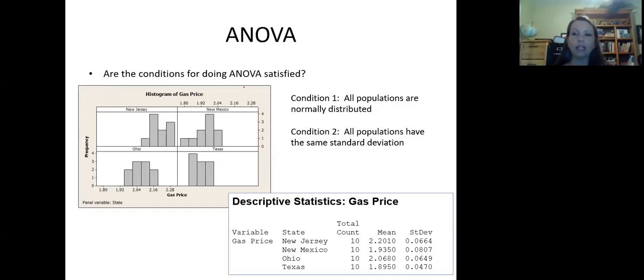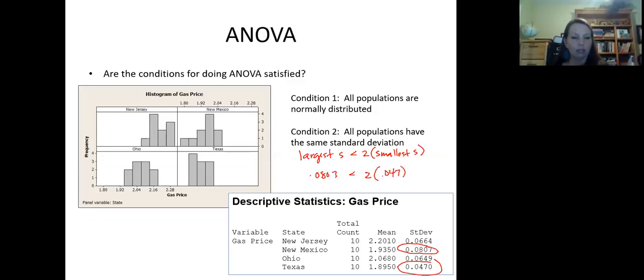And then the last one is that all populations have the same standard deviation. We check that by making sure that the largest sample standard deviation is less than twice the smallest standard deviation. So I just looked down here at my means table. My largest S was 0.0807. And then my smallest S was 0.047.